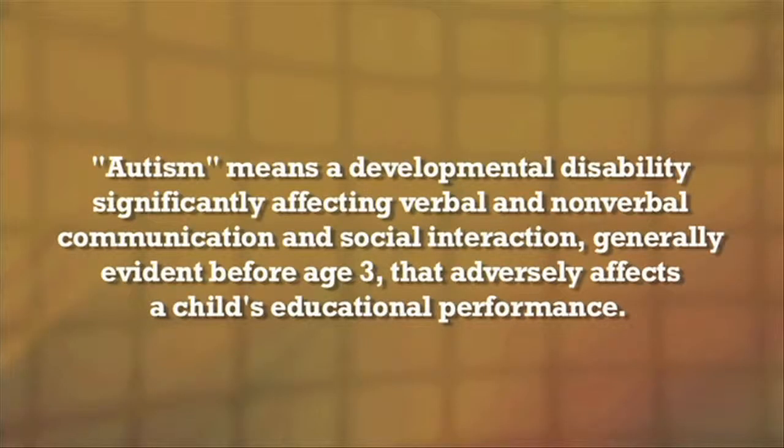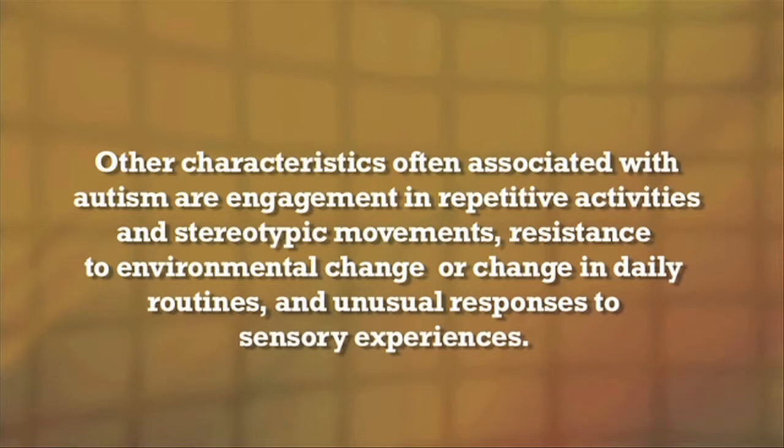Here's the definition of autism. Autism means a developmental disability significantly affecting verbal and nonverbal communication and social interaction, generally evident before age 3, that adversely affects a child's educational performance. Other characteristics often associated with autism are engagement in repetitive activities and stereotyped movements, resistance to environmental change or change in daily routines, and unusual responses to sensory experiences.